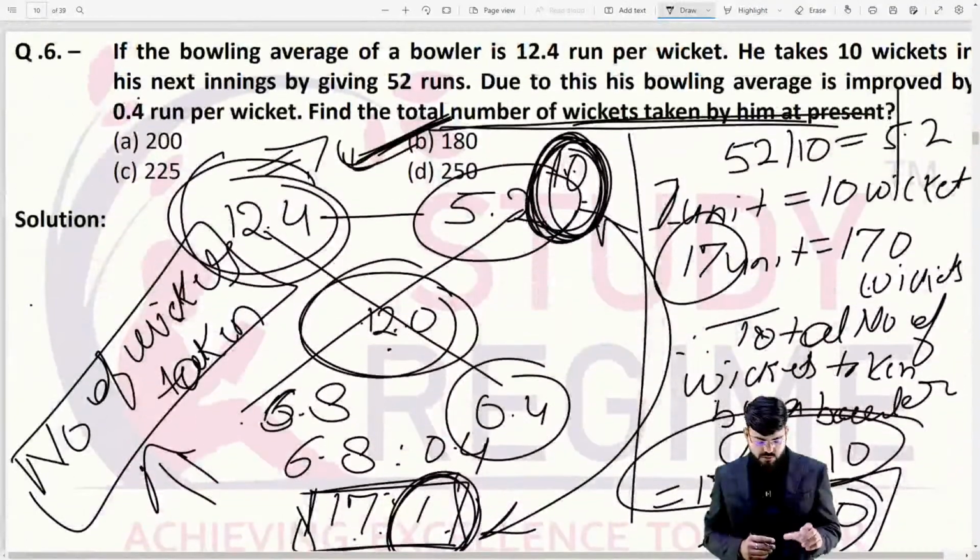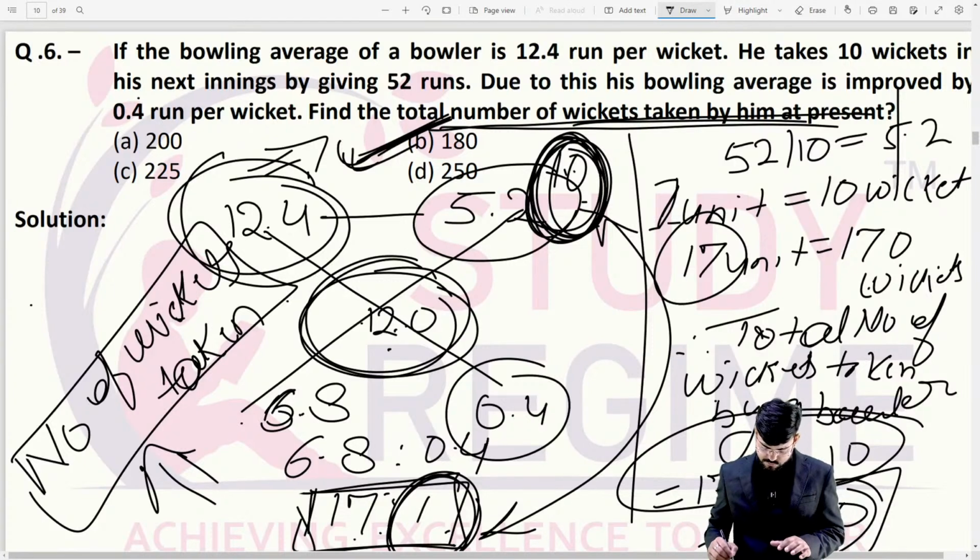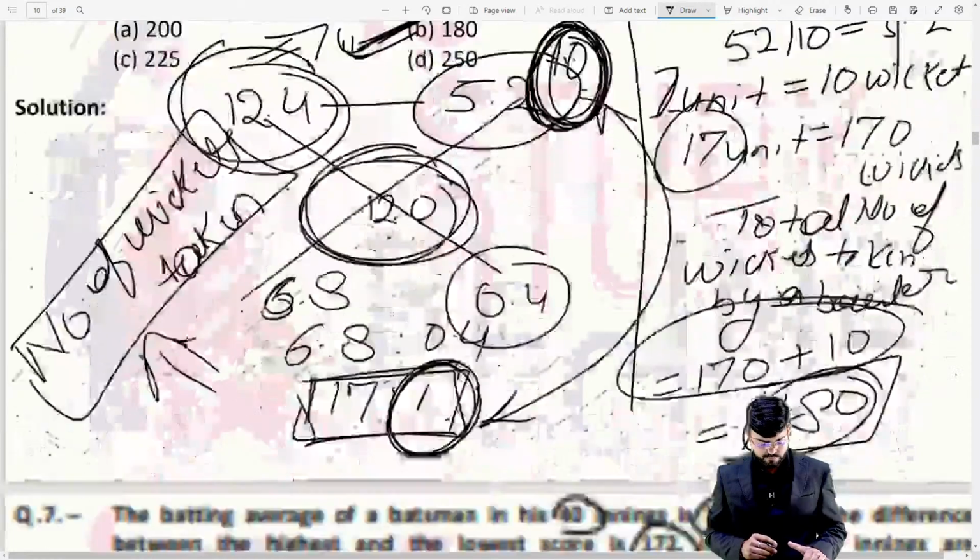The next question was about the bowling average of a bowler. The bowler was taking wickets by giving 52 runs, so his bowling average improved by 0.4. So I have written it over here, 12. So we have solved it. We have found the total number of wickets taken by the bowler is 180 wickets.